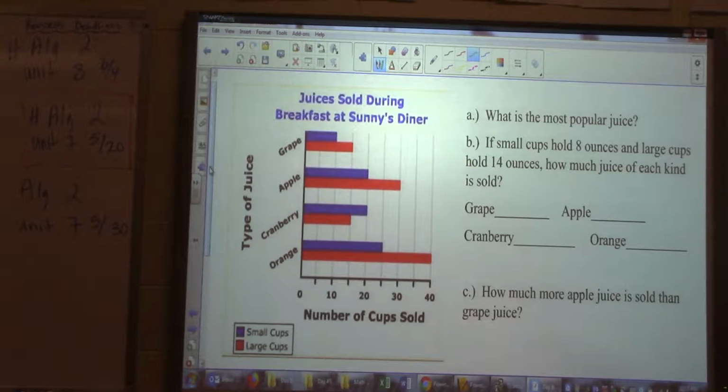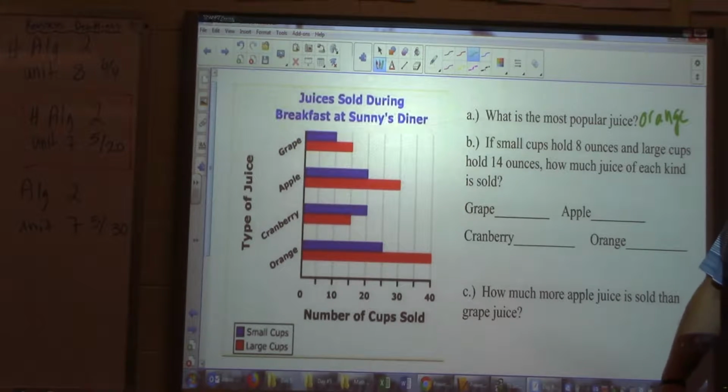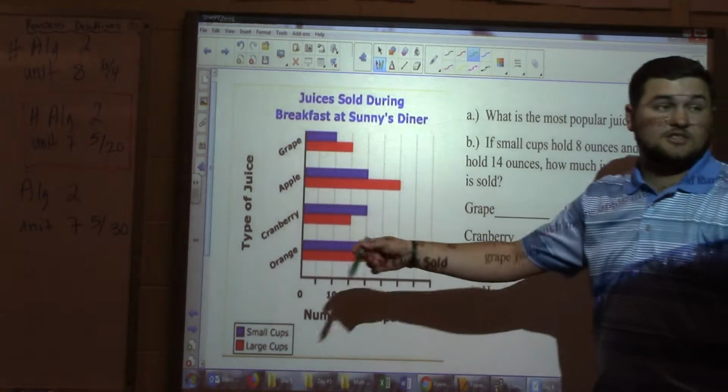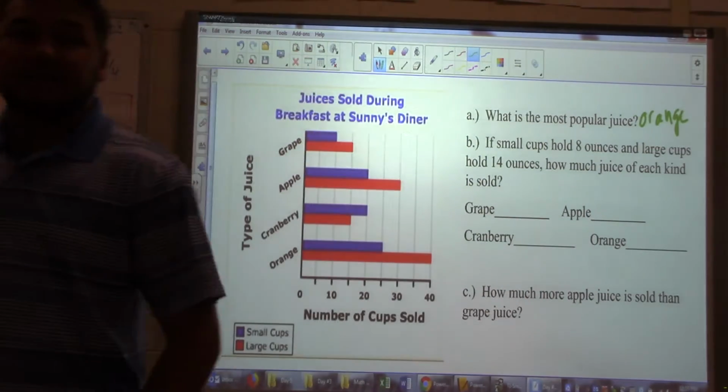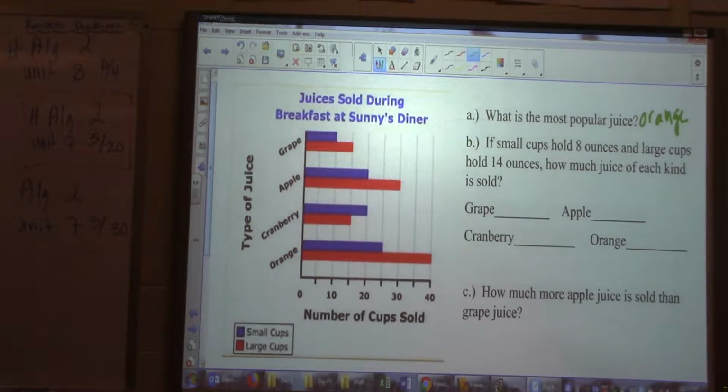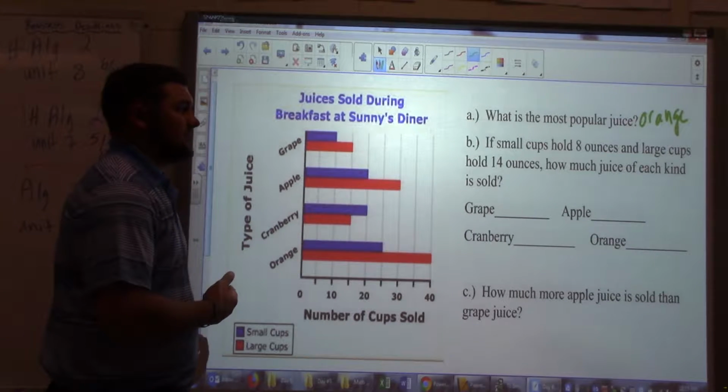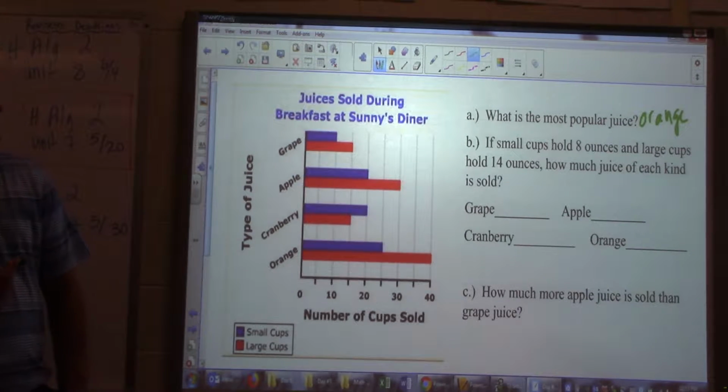What would the most popular juice be? Orange. Orange. Dom, why is it orange? How do you know that? It's the longest. It's the two biggest ones, right? So we know that that's got to be the most popular. It's the one that happens the most frequently. Well, if small cups hold 8 ounces, large cups hold 14 ounces, how much juice of each kind is sold?